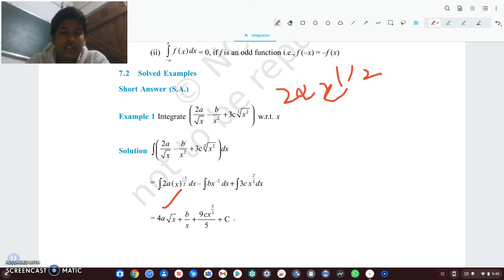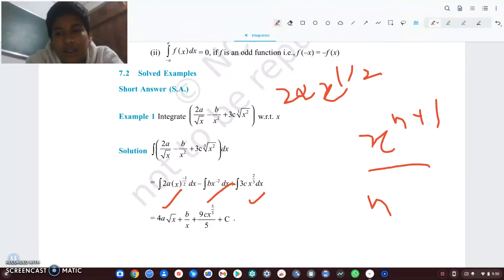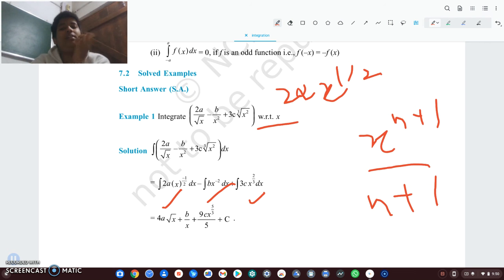So the first one is like this, the second one is b into x raised to the power minus 2, and the third one is c into x raised to the power 2 upon 3. We are simply making it term by term. Now for x raised to the power minus 1 upon 2, as per the formula, it should be x raised to n plus 1 upon n plus 1, and we would apply this formula. All the coefficients are constant here, and it is with respect to x, so we would treat a as a constant.